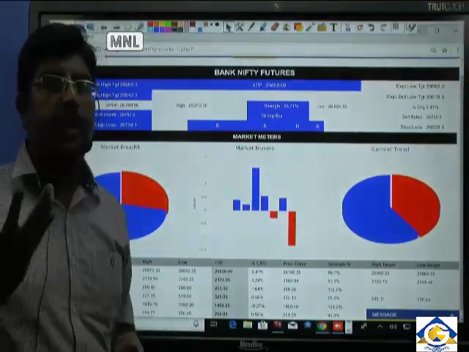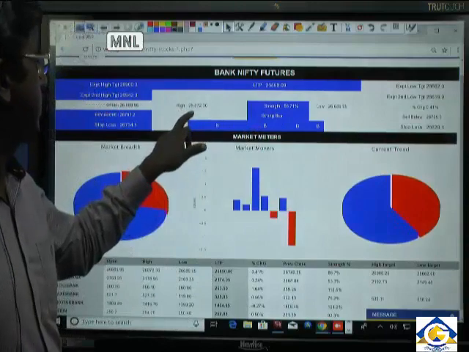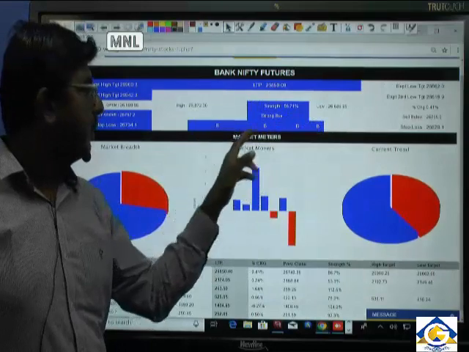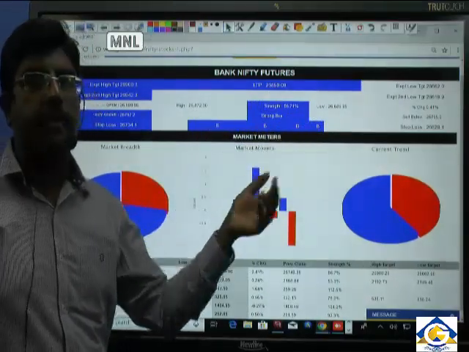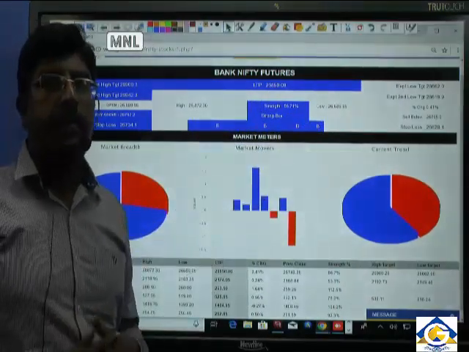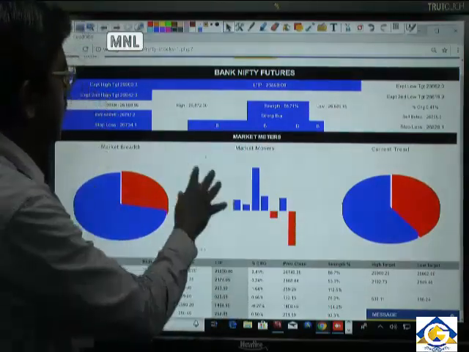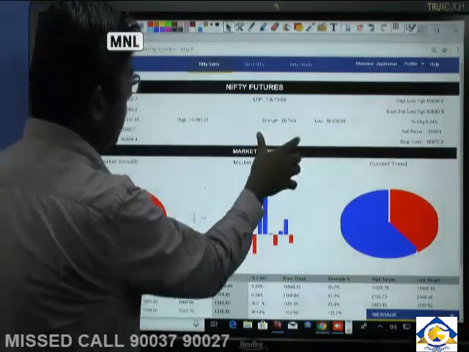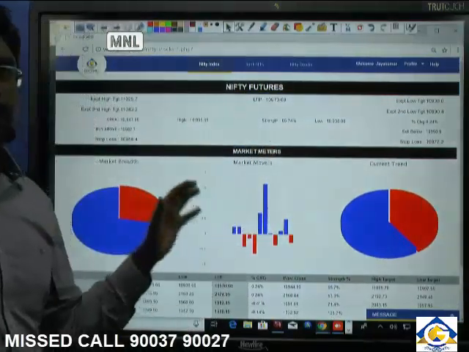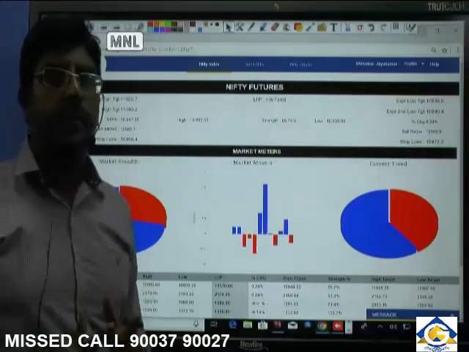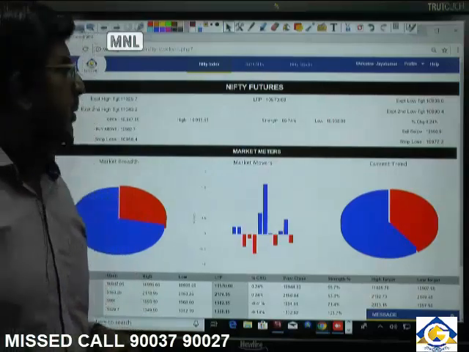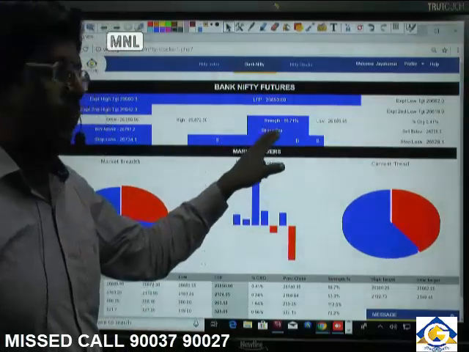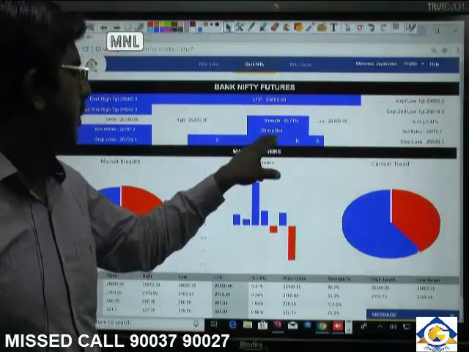Another B is if it is moving towards its day's high. The day's high is 26,872. If the LTP is near that, this B will be there. So if there are more B's in the signal, the stock or index is assumed to be pretty much bullish. For the Nifty index, there are no B's, so it is bullish but not that much, more like an average range. Bank Nifty is very much bullish. It is very strong, and it will be mentioned here as strong buy.